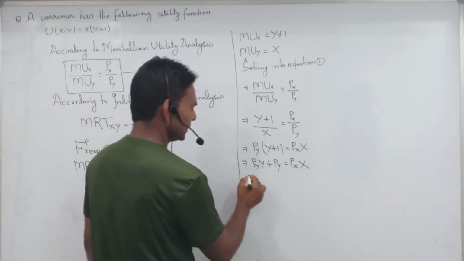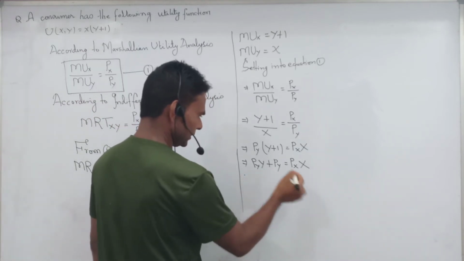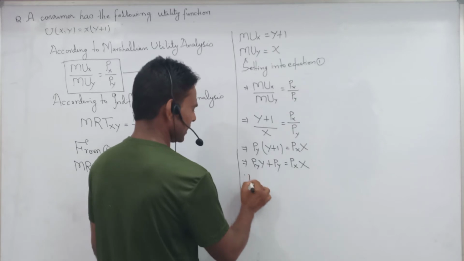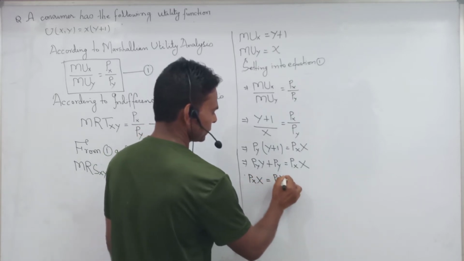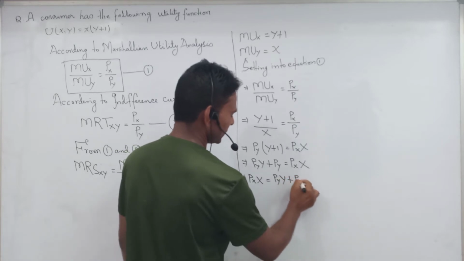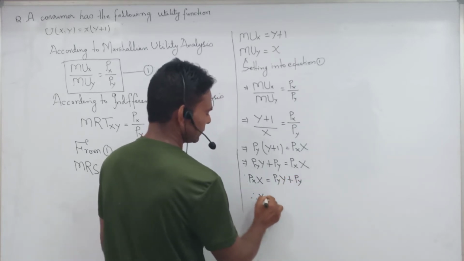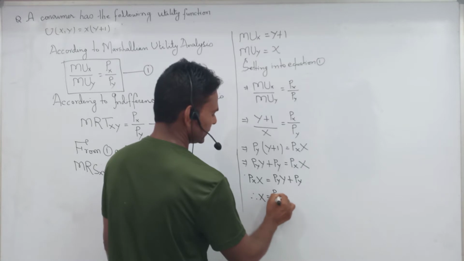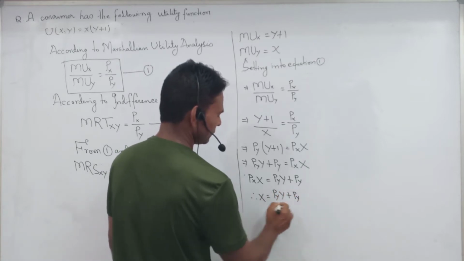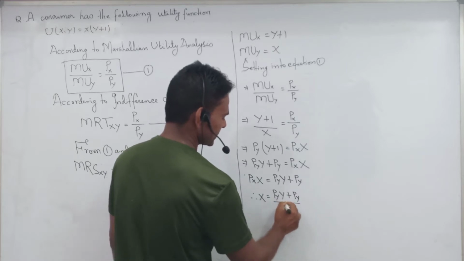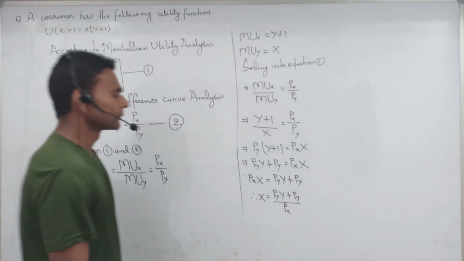First we are getting the value of x. Price of x times x equals price of y times y plus price of y. Therefore, x equals (price of y times y plus price of y) by price of x. This is the value of x.